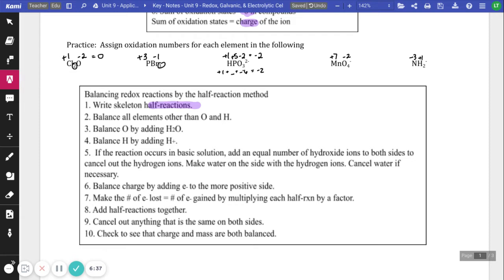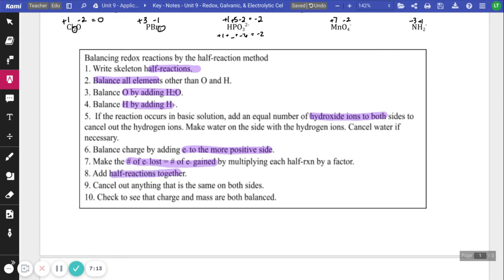Balance everything except for oxygen and hydrogen. We balance oxygen by adding water, and we balance hydrogen by adding H+. If you have one that says it occurs in basic, then we add hydroxide ions to both sides, form water if you can, and then cancel out any waters that are on both sides of the equation. Then we balance our charge by adding electrons to the more positive side. We're going to make number of electrons lost equal to number of electrons gained by multiplying each half reaction by a factor. Then we'll add the half reactions together, cancel out anything that's the same on both sides, and check to see that everything is balanced.